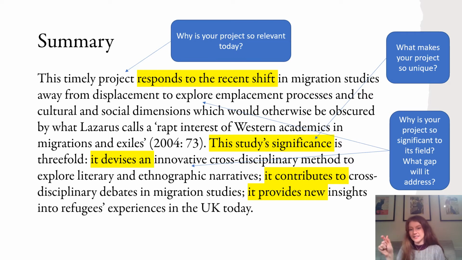And I'll just read over the highlighted terms because I think they're quite helpful for you to put into your summary as well. So I said this timely project, I haven't highlighted it, but I do think that's important, responds to the recent shift, again, settling the project into a particular field. That's also very important in the summary introduction. This study's significance, again, you're emphasising that your project is important, and you're saying what it is contributing, what makes it unique, what you are giving to the field. And I've got it contributes to and it provides new insights. So these are phrases that you can also adopt when writing your summary.